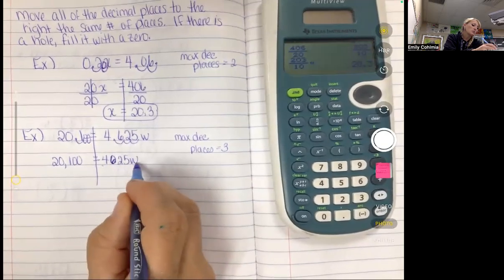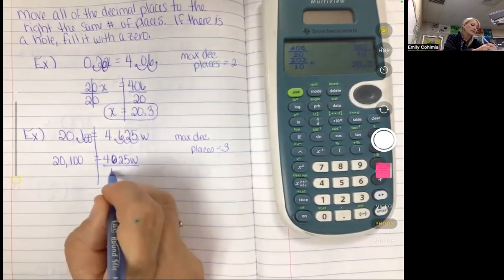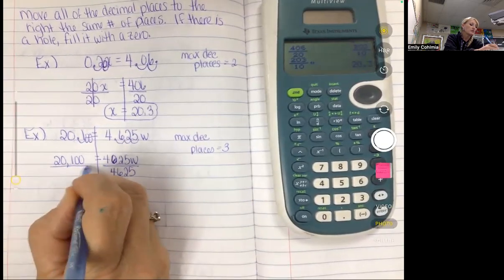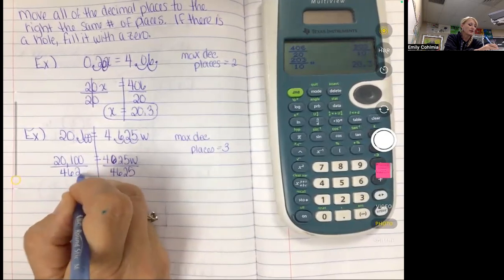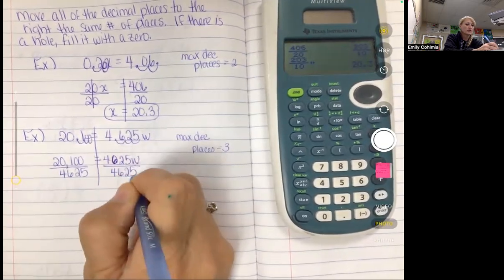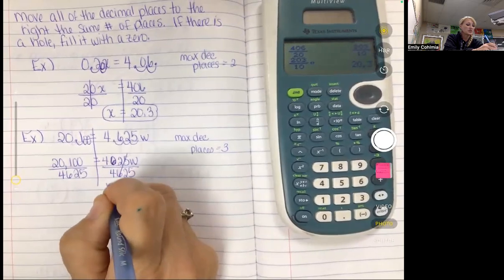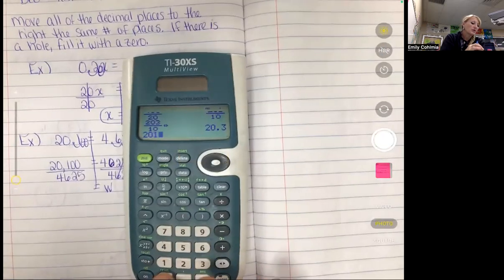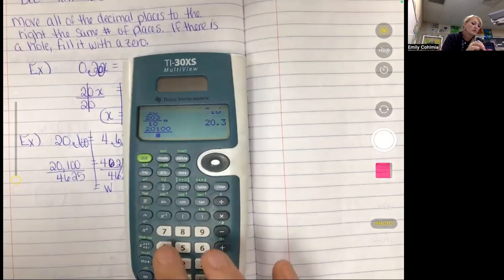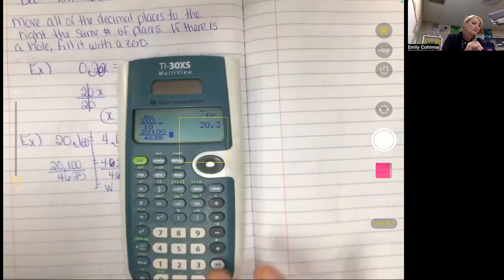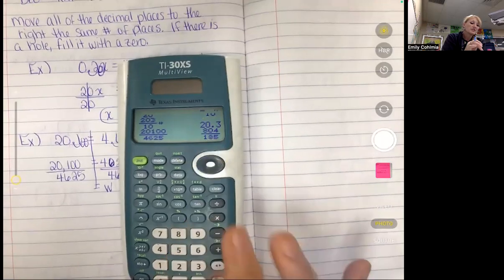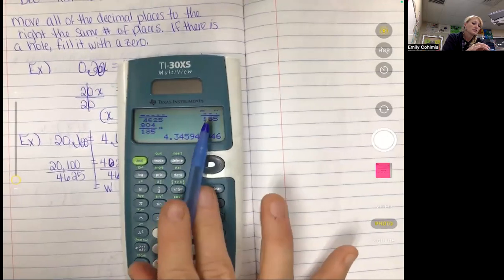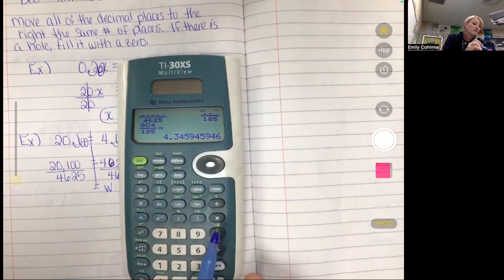Whatever I do to one side, I have to do to the other. This is multiplied, so we're going to divide by 4625. 4625 over 4625 is my big 1, so that just becomes 1W. So I have 20,100 over 4625, which gives me a really big decimal. I'm going to change that from a fraction to a decimal, and it gives me a big, long, crazy thing.